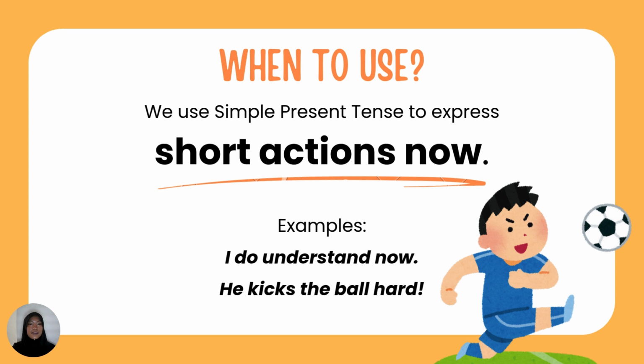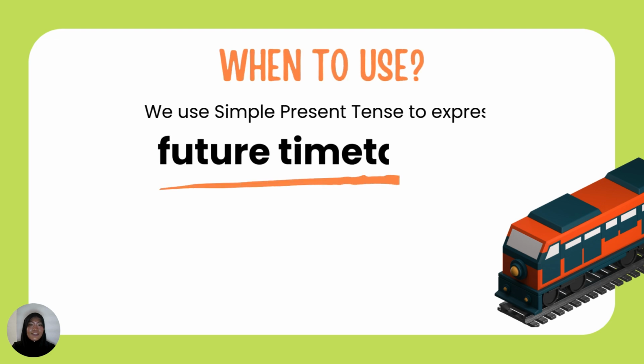Alright, next. We also use simple present tense to express short actions. For examples, I do understand now. He kicks the ball hard. And the verbs there are do and kicks. Kicks has been added s because, yes, third person singular.